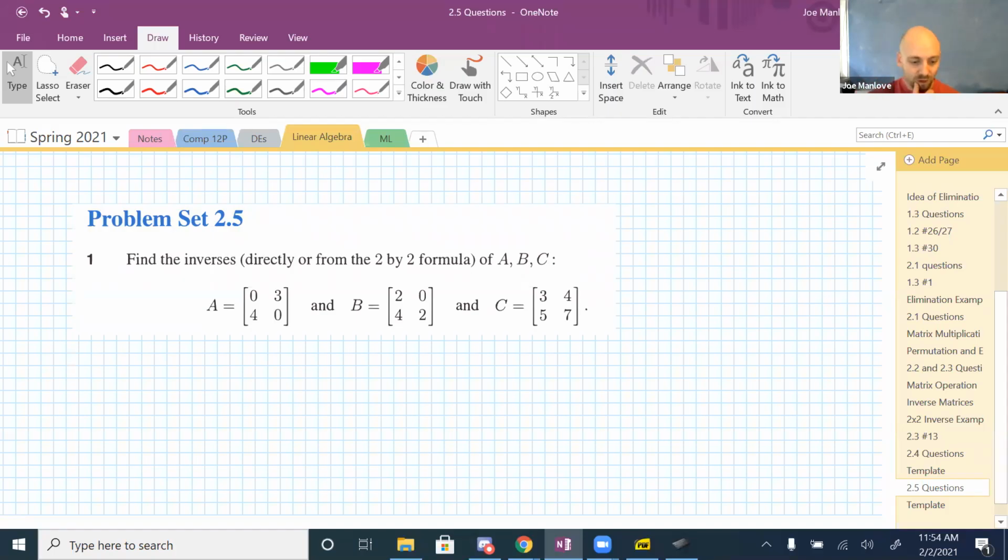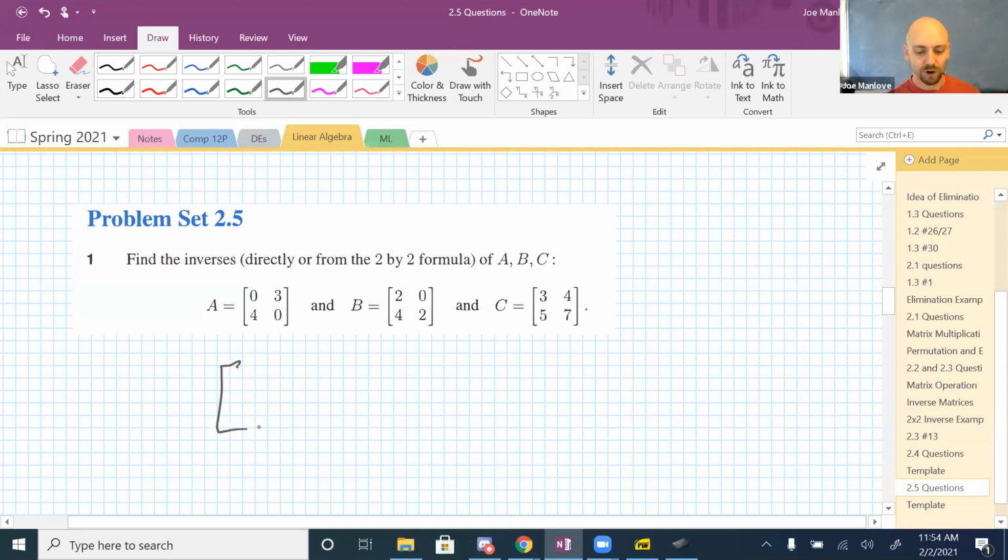Okay, so in problem 1, 2.5, we are supposed to invert these matrices, and Cody says that he's having trouble with C. So which technique are you trying, Cody? I was just trying to augment it and then do elimination. Okay, cool. I think I haven't showed you guys one of these, so let's do it.